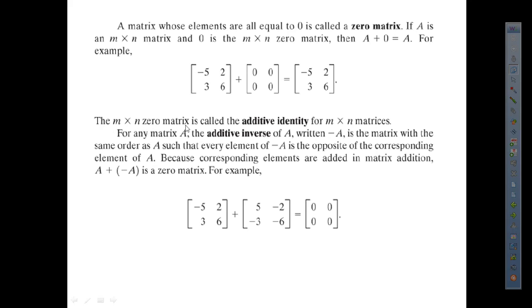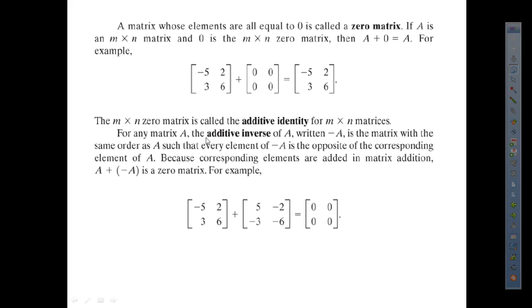So adding the 0 matrix does not change any of the values. The m by n 0 matrix is called the additive identity for m by n matrices. The reason why is because what does an additive identity do from algebra? If you add the identity, you're going to get the exact same thing back. The additive identity for arithmetic is 0. So if you add 0 to any number, you get the same number. Well, it's the same concept here.